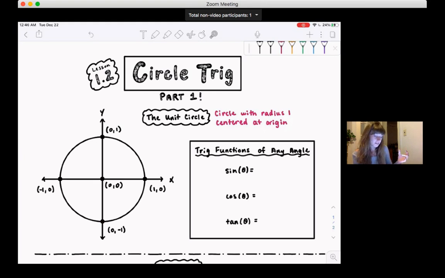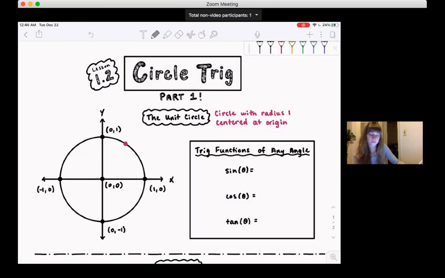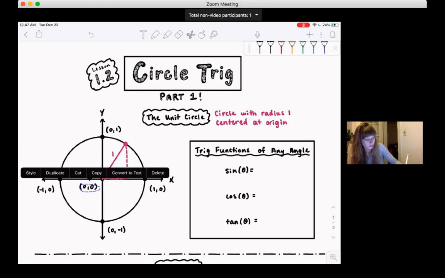All right, how does this help us define the trig functions? So let's say we have a point on that circle. If the point is on the circle, since the circle is radius 1, we know that distance is 1. Then let's say I make a triangle with the x-axis. Okay, this point has coordinates (x, y).